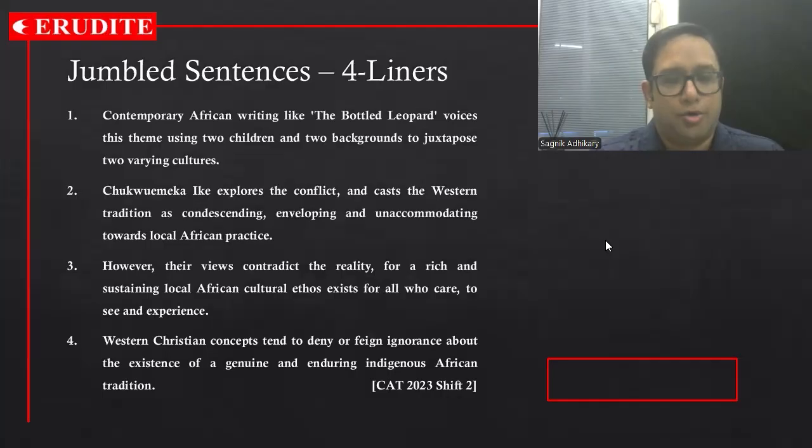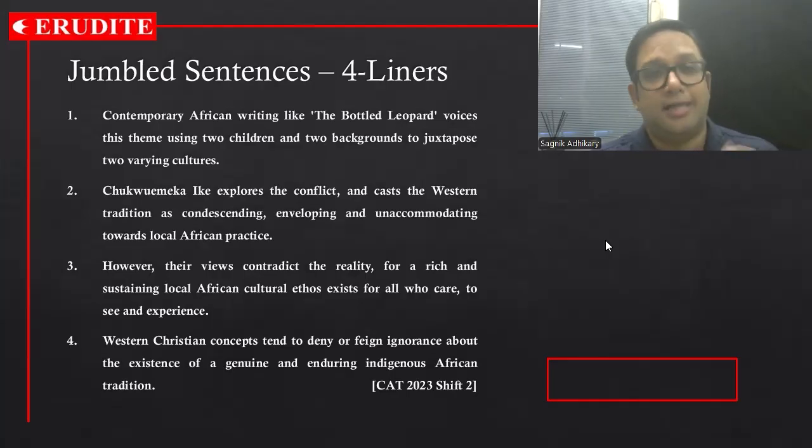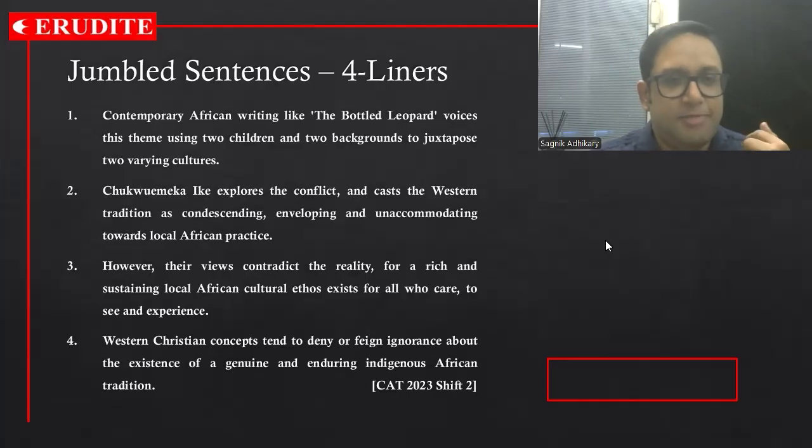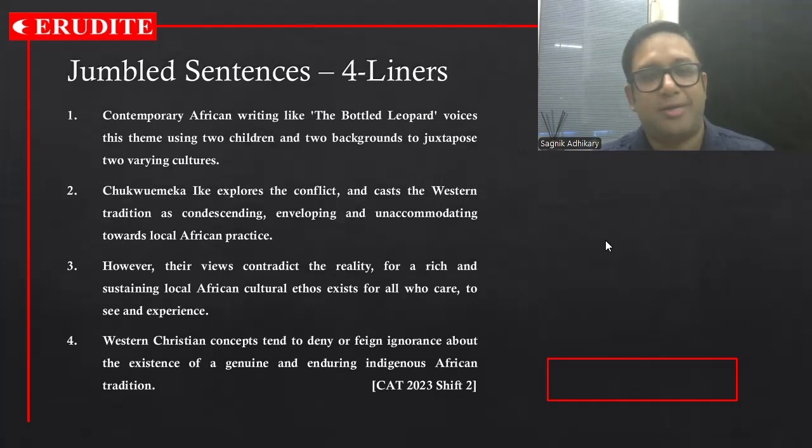Here we go. So now that we are done with the RC part of things, let's move on to the VA. Let us begin with jumble sentence 4-liners, that one most annoying topic that most students find very challenging.